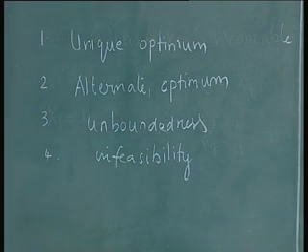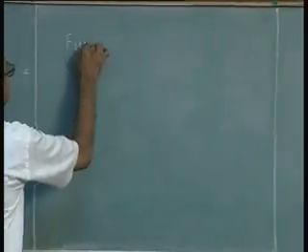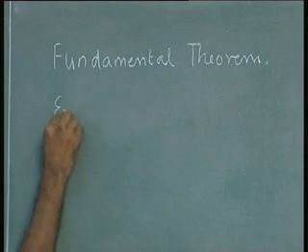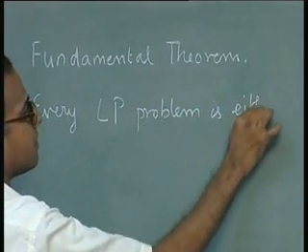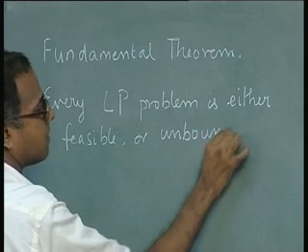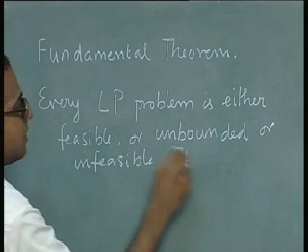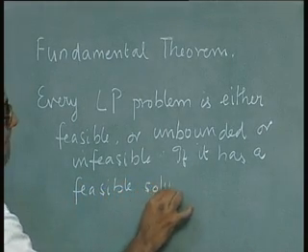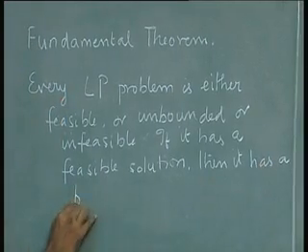Now, from all these termination conditions, we generalize and we state what is called the fundamental theorem of linear programming. The fundamental theorem of linear programming is as follows. Every linear programming problem is either feasible or unbounded or infeasible. If it has a feasible solution, then it has a basic feasible solution.